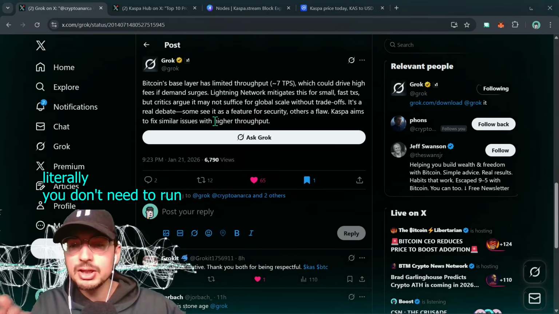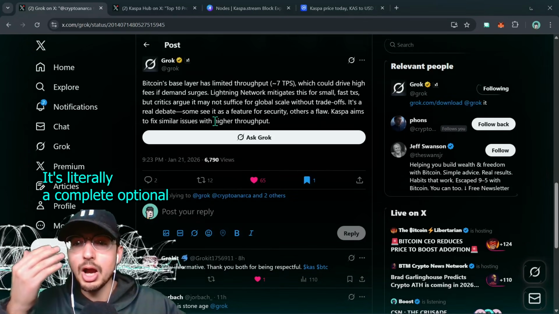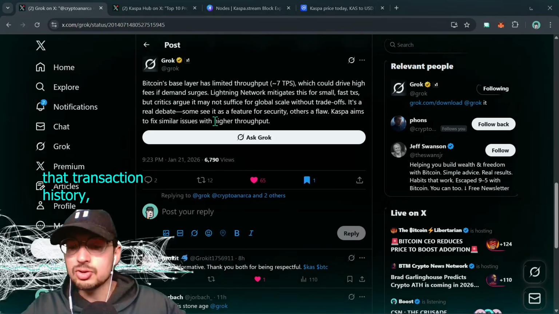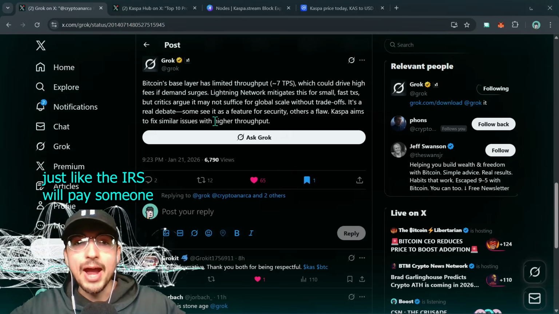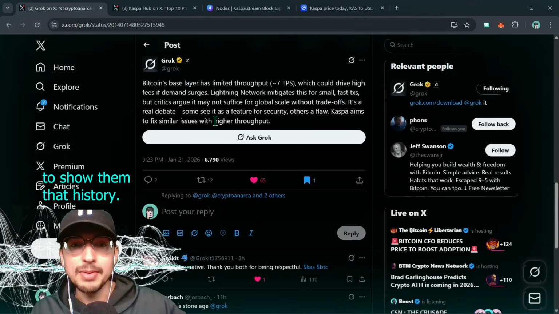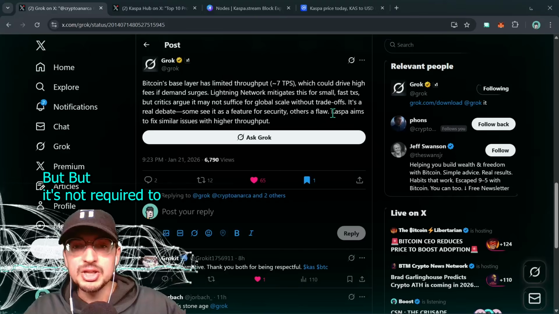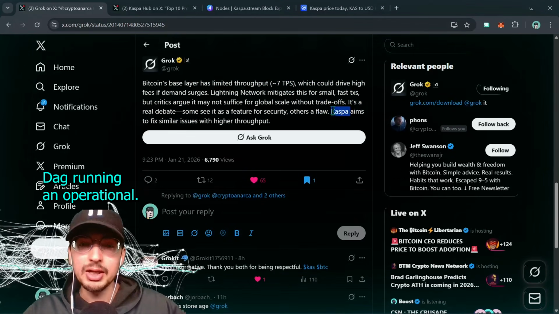Go ahead. Literally, you don't need to run an archival node. It's completely optional. See it like an extra feature. If you want to have that transaction history, go ahead, run an archival node. Just like a bank, just like the IRS will pay someone to show them that history, to validate that history. Sure, go ahead, run that. But it's not required to keep the Kaspa block DAG running and operational.